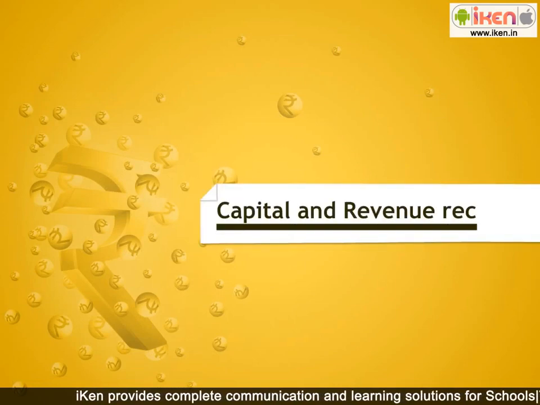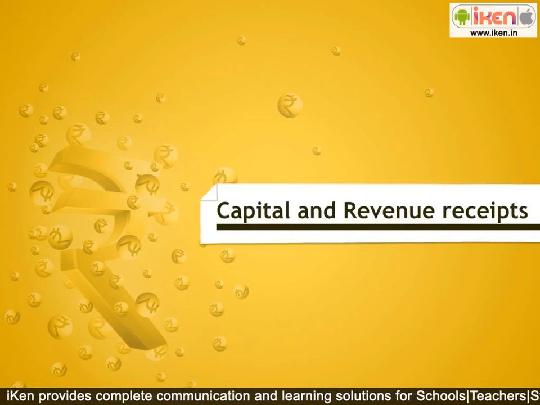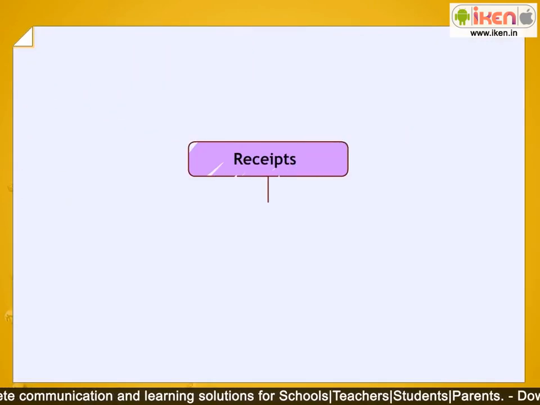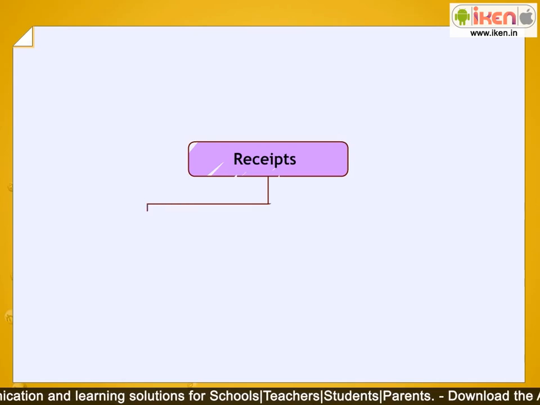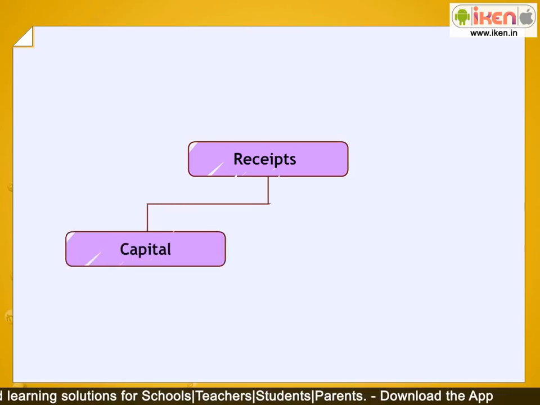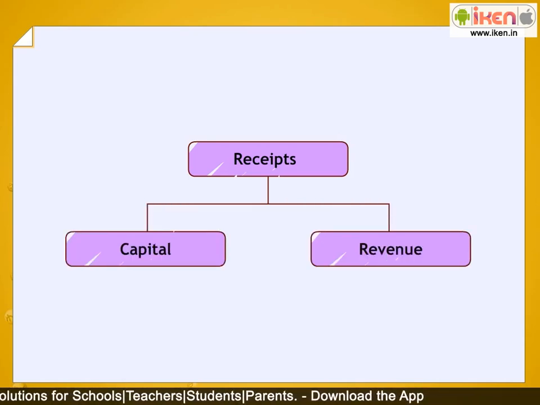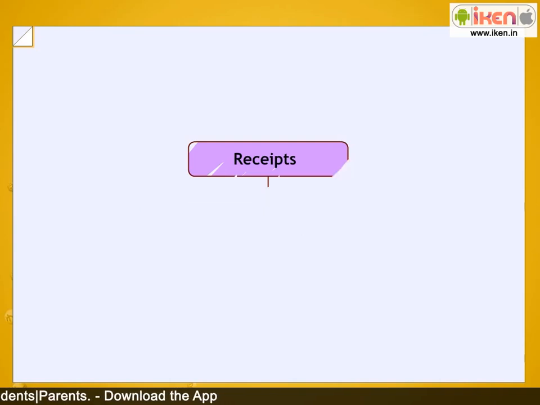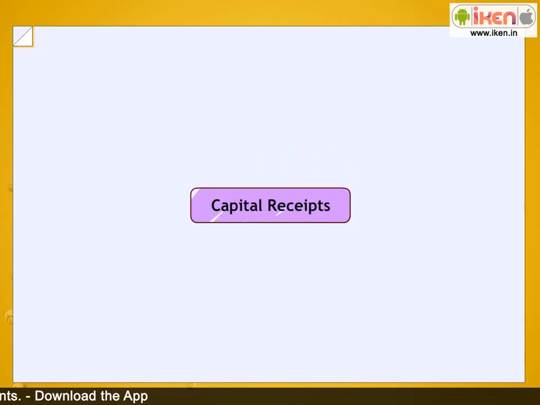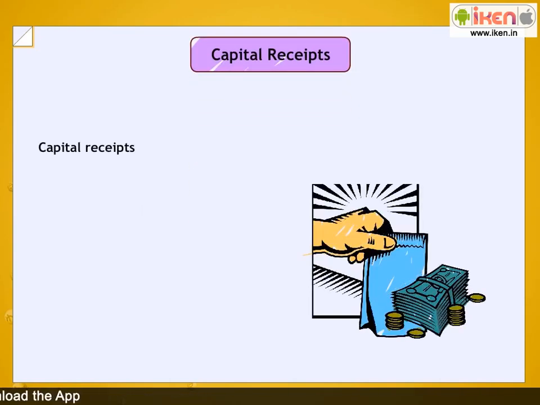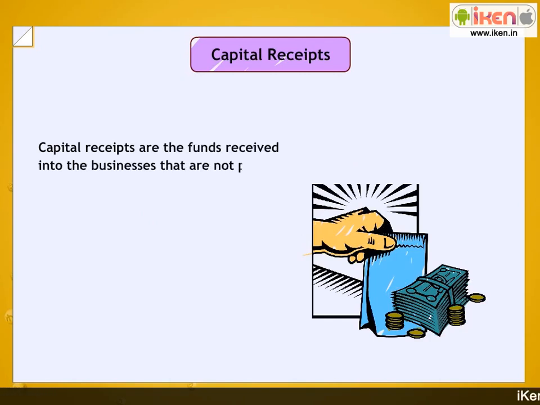Capital and revenue receipts. Receipts can be of two types, namely capital receipt and revenue receipt. Let us take a quick look at both of them. Capital receipts. Capital receipts are the funds received into the businesses that are not part of the operating activities of the establishment.